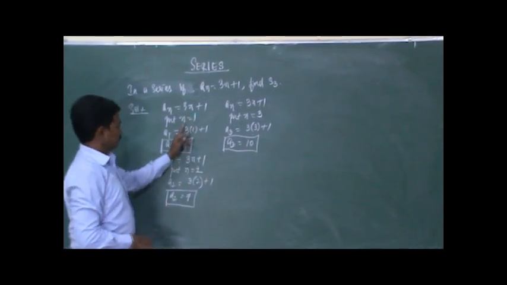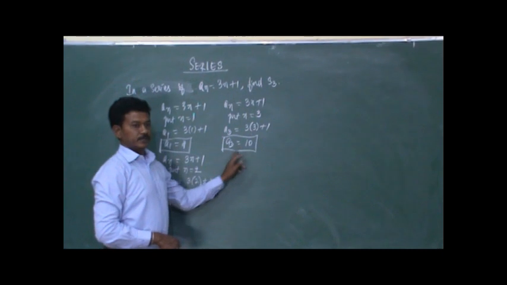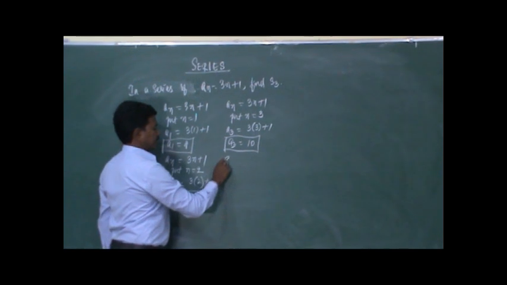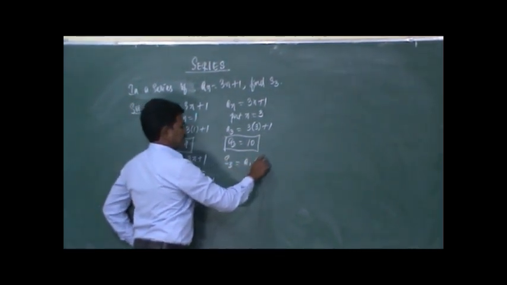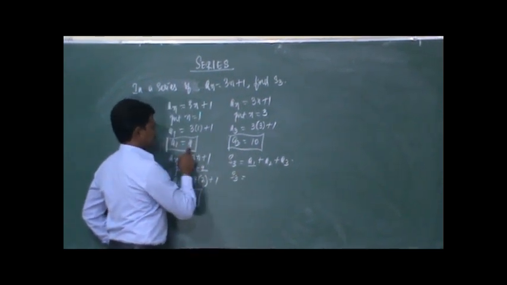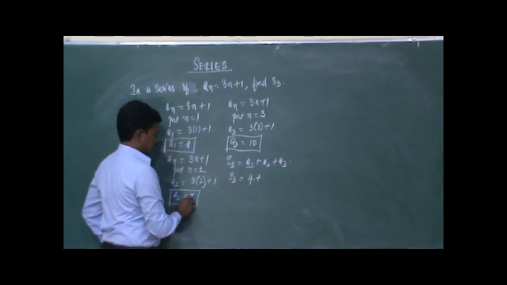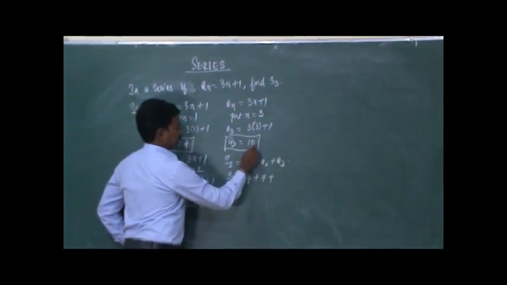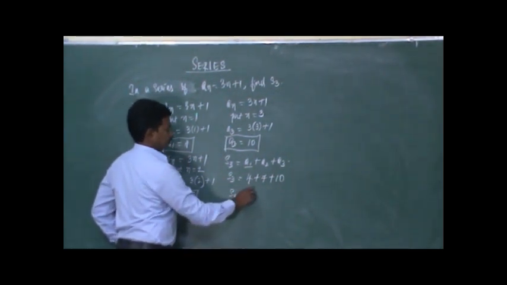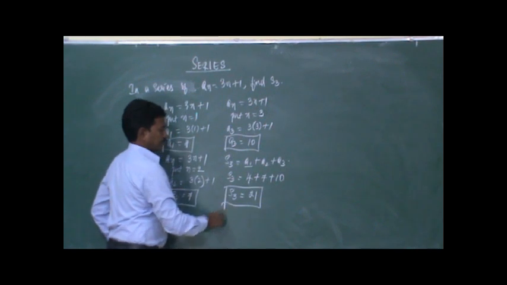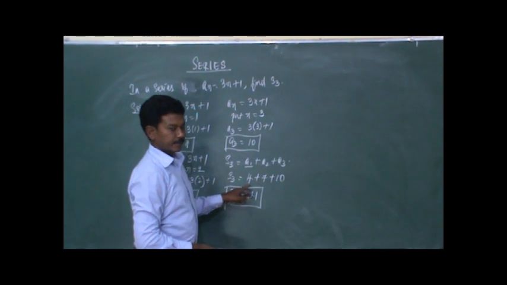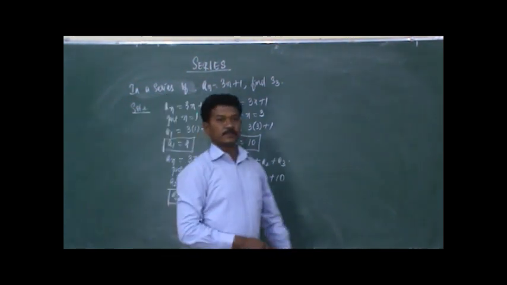So now we have the first 3 terms of the sequence. Using these, we just have to find S3. S3 can be written as a1 plus a2 plus a3. a1 is 4, a2 is 7 and a3 is 10. So S3 comes to 21: 10 plus 7 is 17, 17 plus 4 is 21. So S3 is 21.